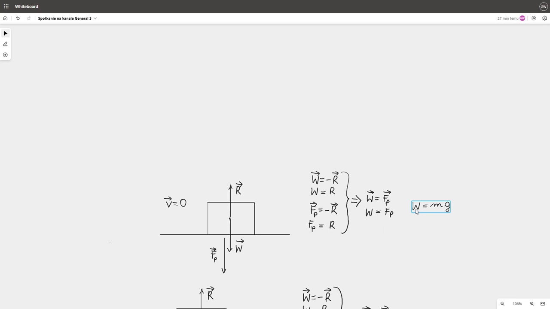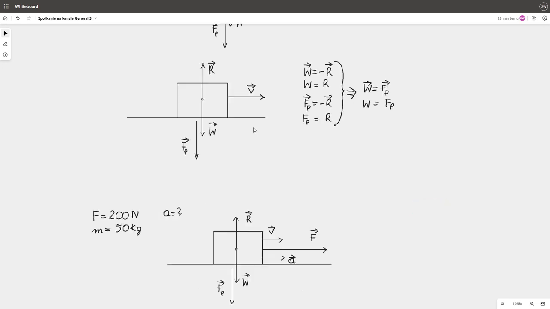Magnitude of weight equals mass multiplied by g. You can see it here, where g is gravitational field strength. It is equal to acceleration due to gravity. So, pressure force is also equal to mass times g.